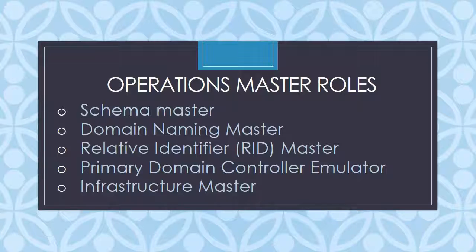This means there's only one Schema Master and one Domain Naming Master in the entire forest. The other operations are per domain roles, meaning that each domain in a forest has its own RID Master, Primary Domain Controller Emulator, and Infrastructure Master. So in a forest with only one domain, there are 5 operations master roles. In a forest with more than one domain, there are more than 5 roles because the per domain roles need to exist in each domain.